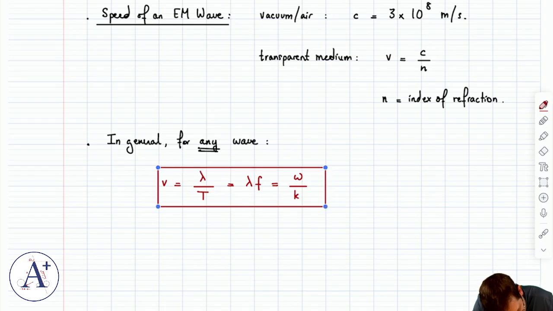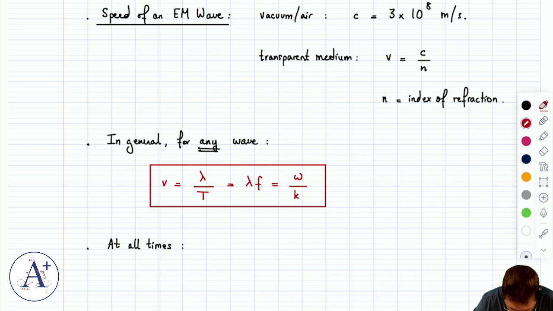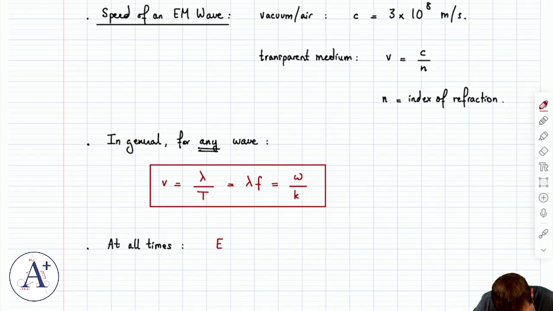This is how these quantities are related for any given wave, irrespective of whether it propagates through a vacuum, through air, through water, doesn't matter. In fact, it doesn't even matter if it's an EM wave. This is true for mechanical waves as well. And then the last property is that at all times E is equal to C times B.